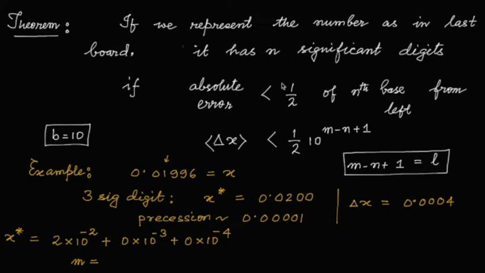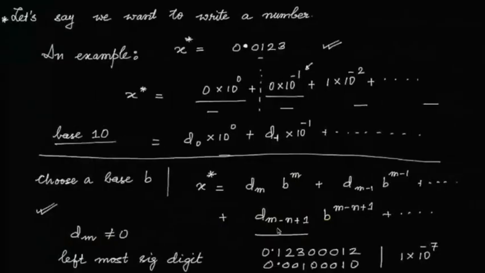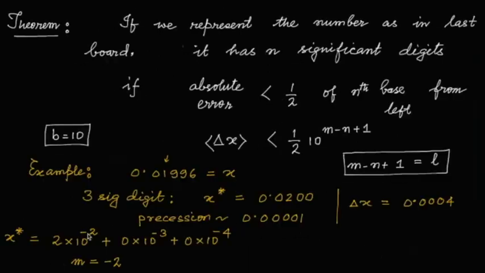Minus 2. See, M is minus 2, right? So it's clear, because in 2 into 10 to the minus 2, 2 is the first non-zero digit. So when I write it in this way, this is the first non-zero digit, and then M is the exponent of the base, the power of the base. So the power of the base is minus 2 here. So M is minus 2. All right. And also here, the n would be minus 4, right?